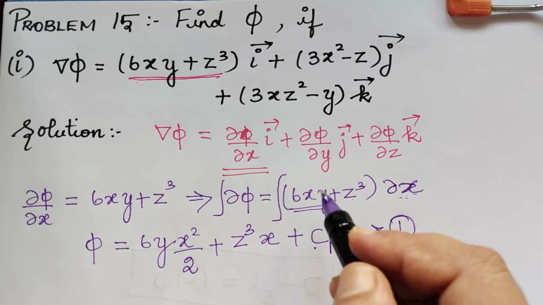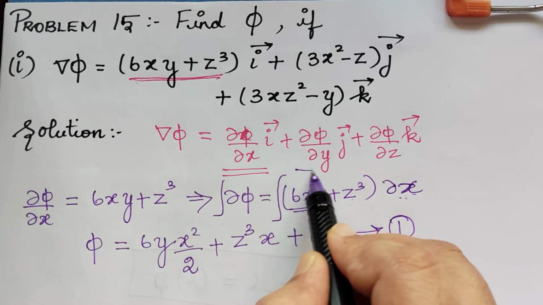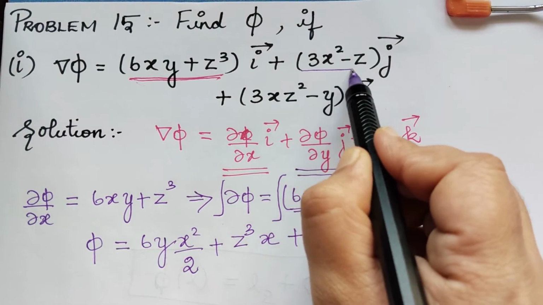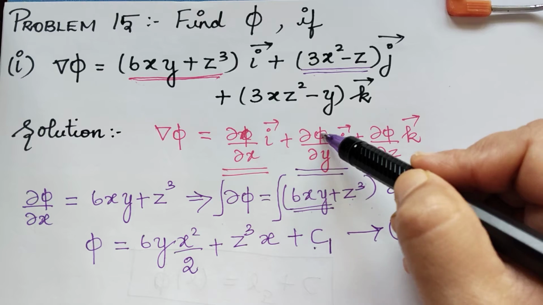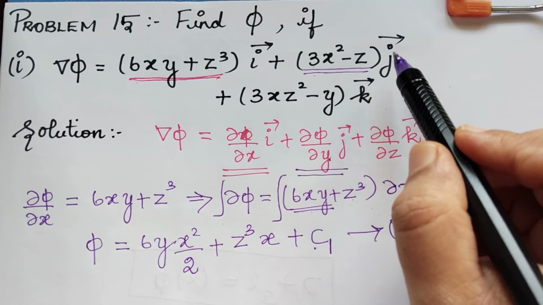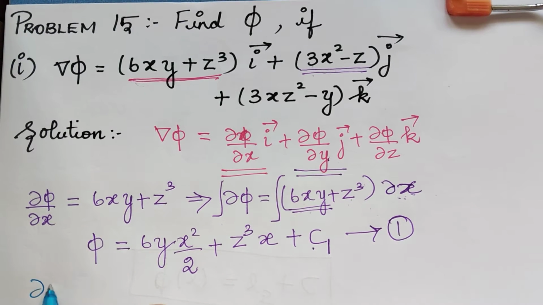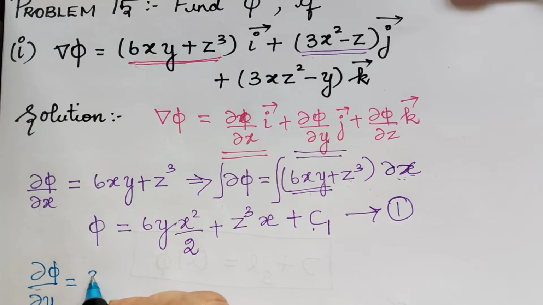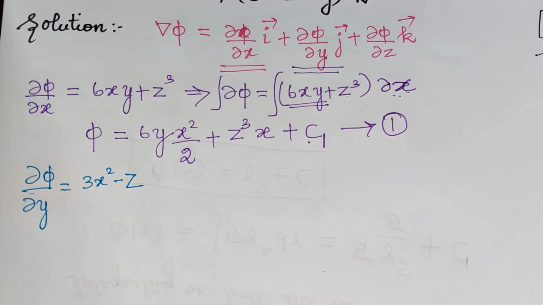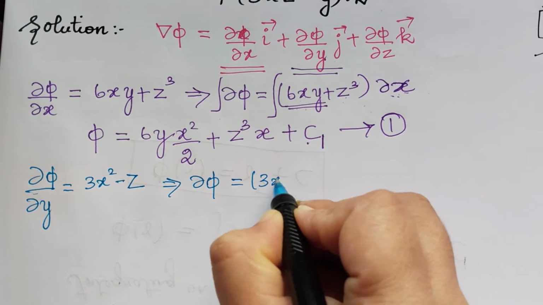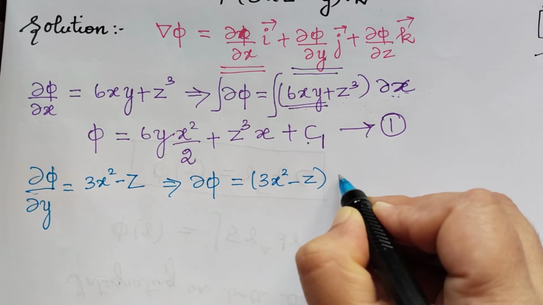In a similar way, now we will be comparing the component of j, ∂φ/∂y. What is the component of j over here? It is 3x square minus z. So ∂φ/∂y will be equal to 3x square minus z. So let us write that. So ∂φ/∂y will be equal to 3x square minus z. Now from this we have to write ∂φ, which is equal to (3x square minus z) ∂y.